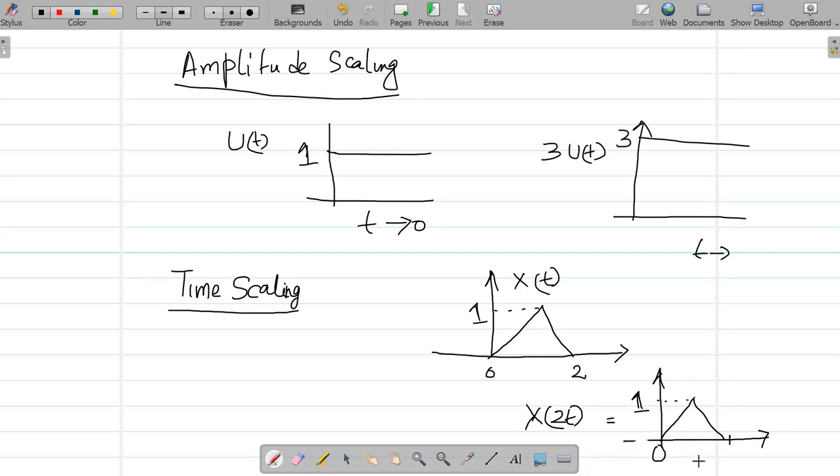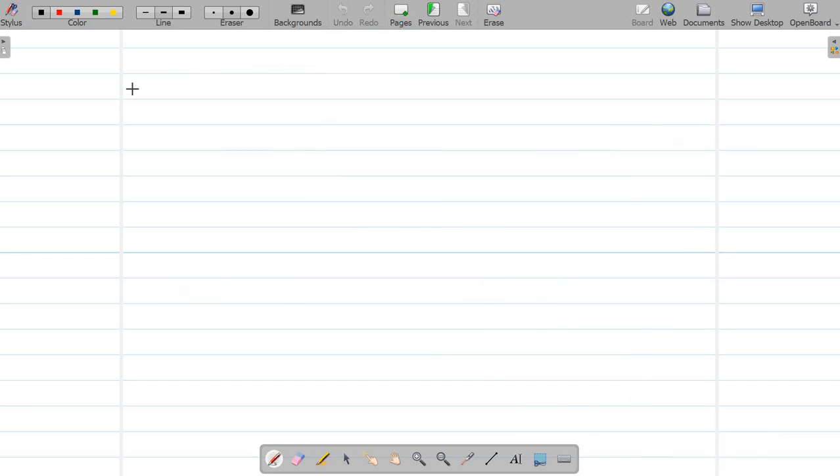So here we will have 0 and the other one will become 1. Okay, so this is called time scaling. Suppose I want to derive another type of time scaling, that is, instead of x of 2t, I want t by 2.